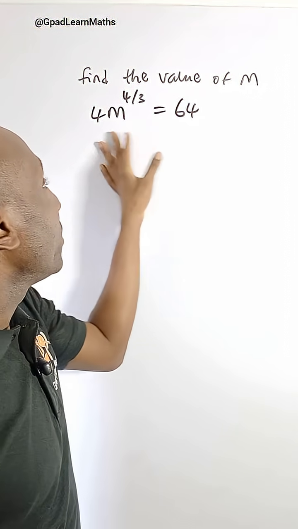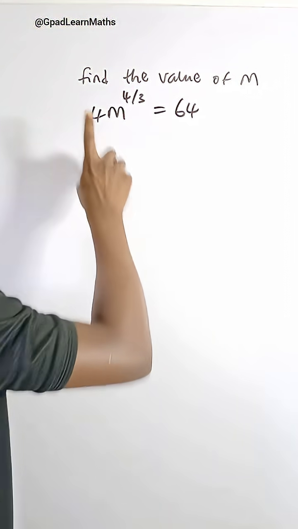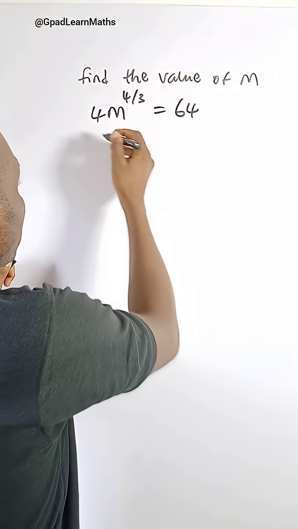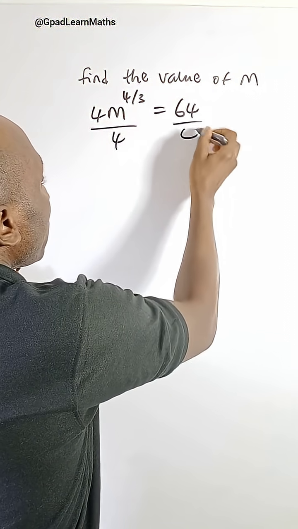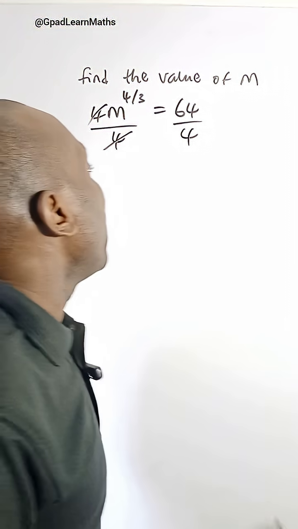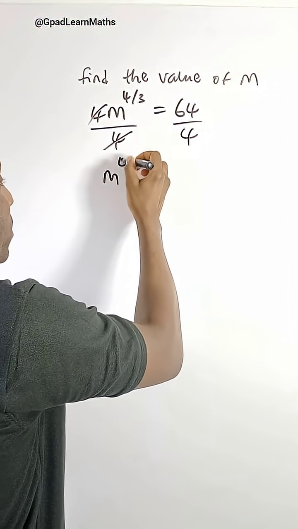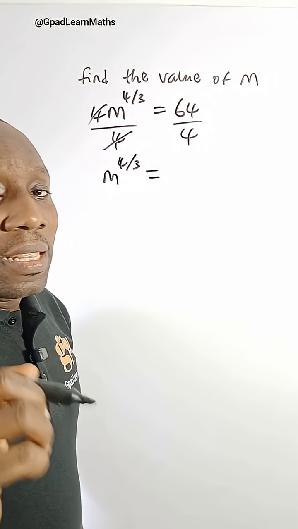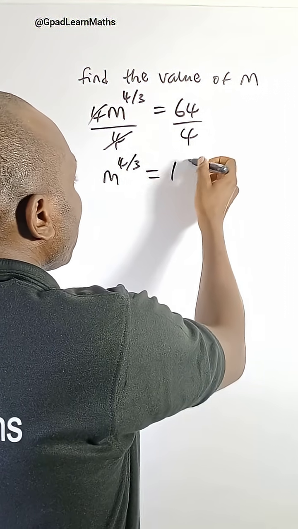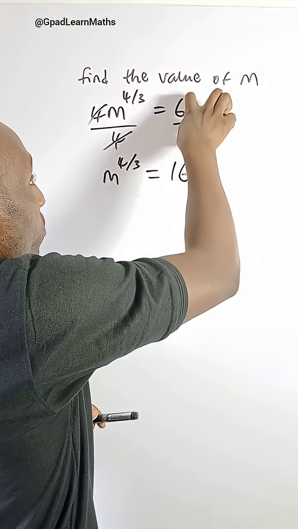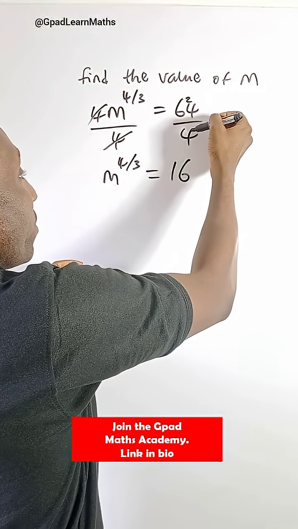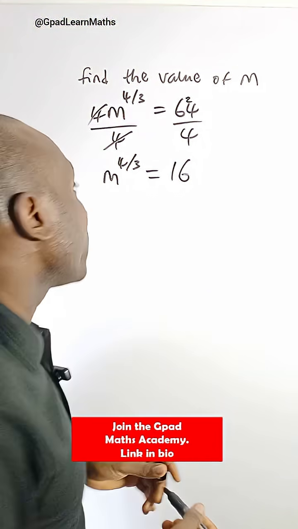What you have here is an equation, right? So to get m, let's get rid of the coefficient of m. So we divide both sides by 4. 4 cancels 4. And then you have m raised to the power 4 over 3 is equal to 64 divided by 4. That is 16. Because 4 into 6 is 1. Remember 2. When you put the 2 here, 24 divided by 4 is 6. And then you have 16.